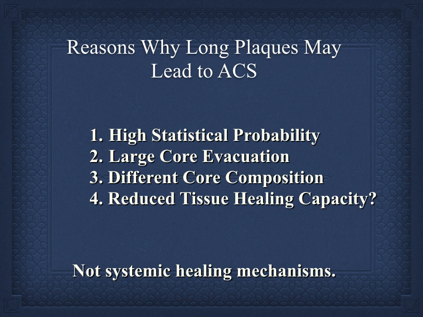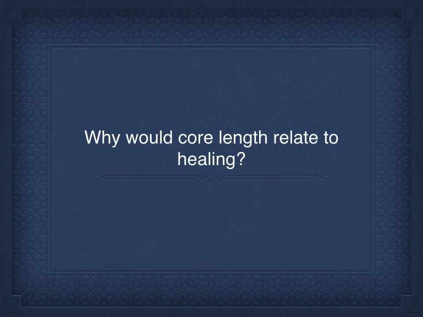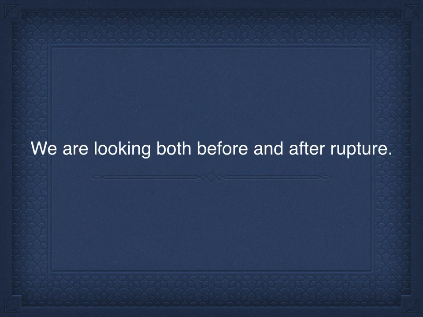But we're not talking again about systemic healing, because not only did our group show this as described, but previous other groups have seen multiple TCFA ruptures, but only one will have a clot or acute occlusion associated with it, so we're focused in on tissue healing capacity. So why would core length relate to healing? Well, first, we're talking both about risk of ACS or rupture and healing and containing the rupture.